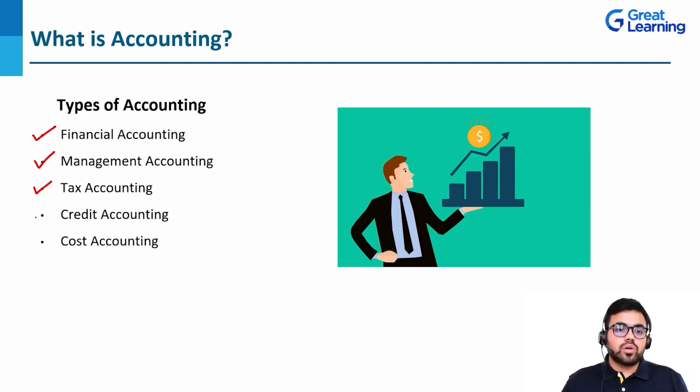The last type of accounting is cost accounting. Now, cost accounting is a subset of management accounting, which deals primarily in the cost side of the company. So, the cost can be cost of production, cost of operation, and other miscellaneous variable costs.